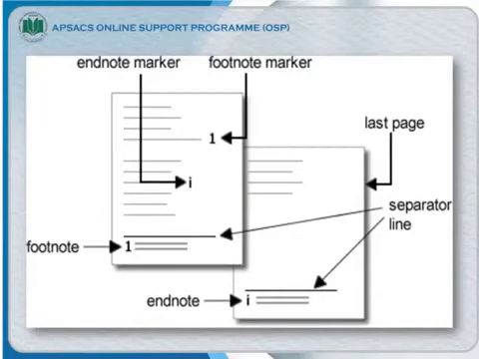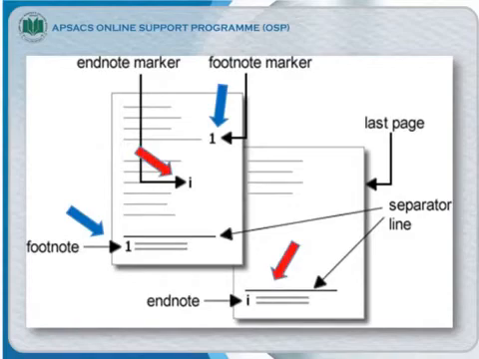You can assume these two pages as your Microsoft Word document. You can see that this is the footnote reference mark. At the end of the same page, this is the footnote text. Whereas this is the endnote reference mark, and on the last page of the document, it is showing the endnote text. So in this example, you can see the blue arrow is showing the footnote and red arrow is showing the endnote.